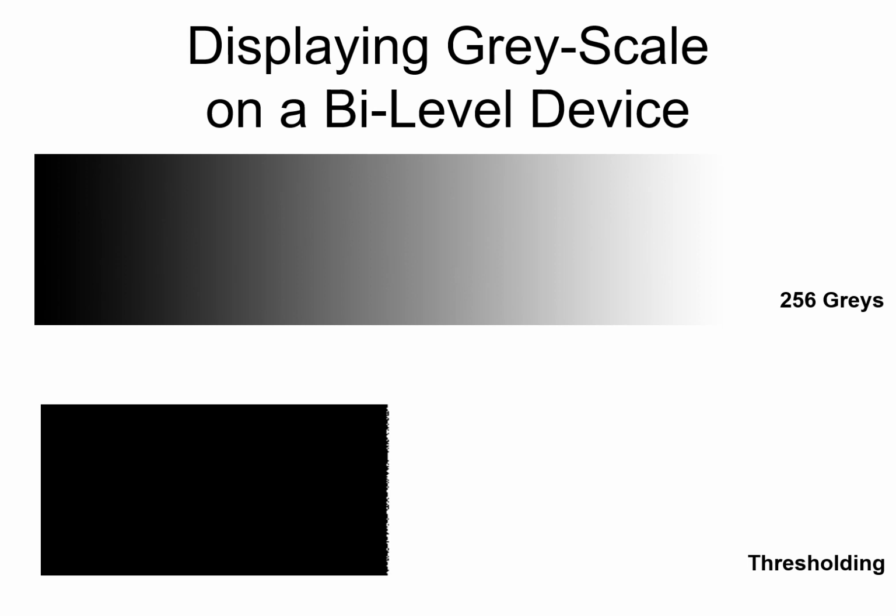The example here is that we wish to display or print a grayscale image from black to white on a printer with just black ink. We could set all pixels below 128 to black and all others to white in a process known as thresholding. This would result in the bottom image that we can see there.